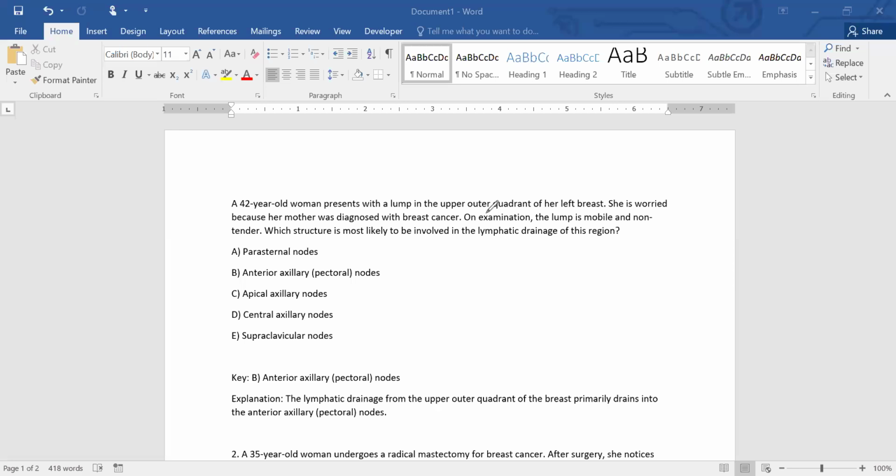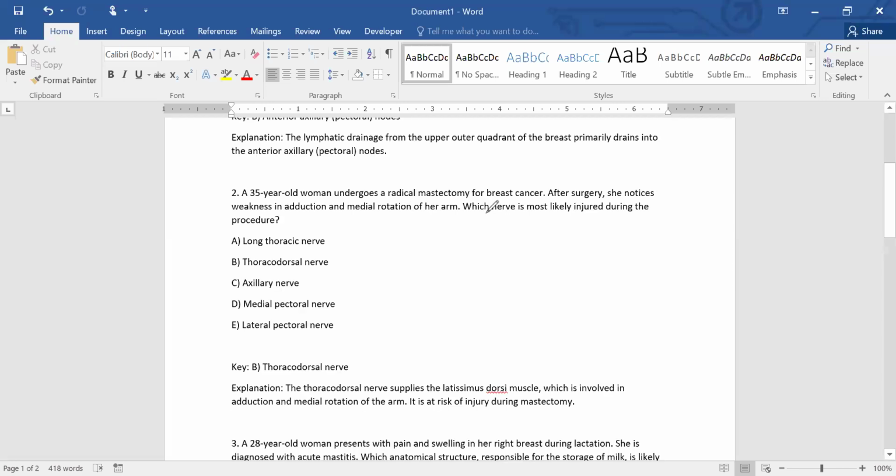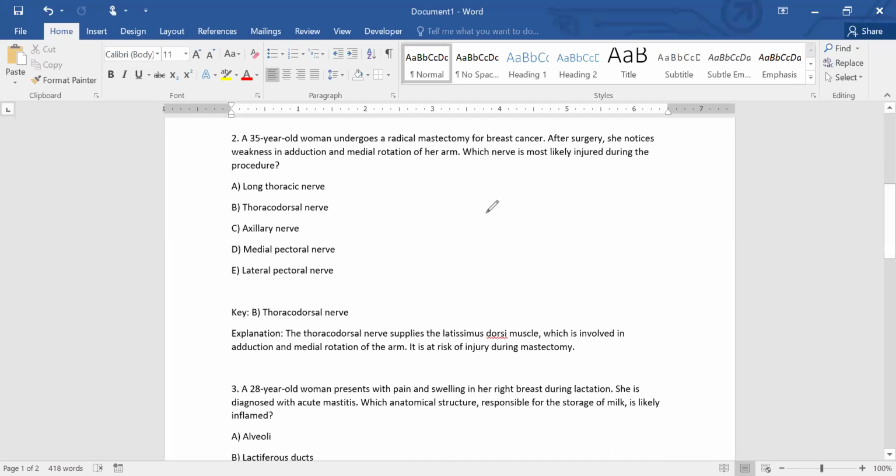So second question, a 35-year-old woman undergoes a radical mastectomy for breast cancer. After surgery, she notices weakness in adduction and medial rotation of the arm. So, which nerve is most likely to be injured? So, adduction and medial rotation of the arm is produced by which muscle?